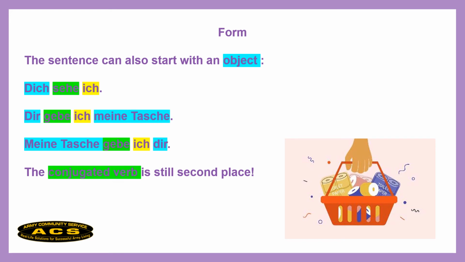I can also turn that around again, and I can start with the direct object, meine Tasche gebe ich dir. Now, this time, the indirect object, dir, is at the end. But you see, all the time, the conjugated verb is still on second place.